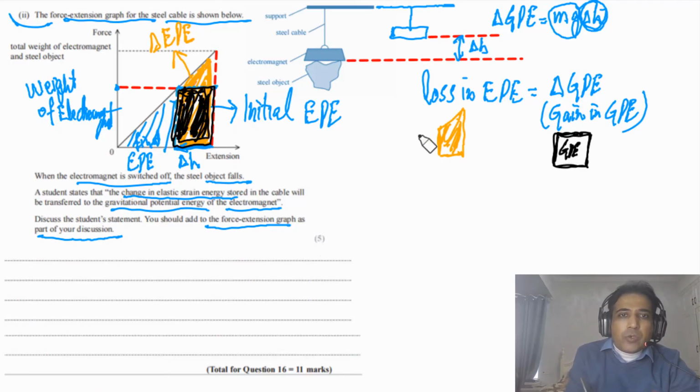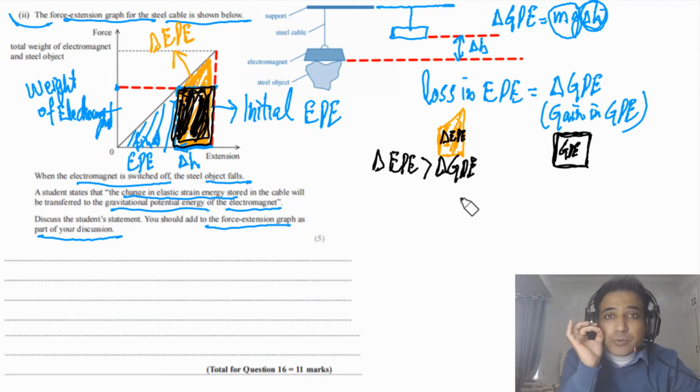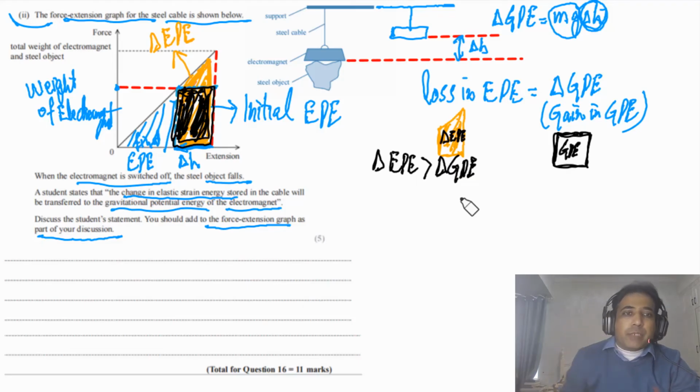You can label this on the graph. So this one we can say is the change in EPE. You can also write this down on the graph. In this case we can simply see that delta EPE is greater than delta GPE. So it means that the statement of the student is not correct. This is what you need to write down for the answer of this question. I hope this makes sense to you.